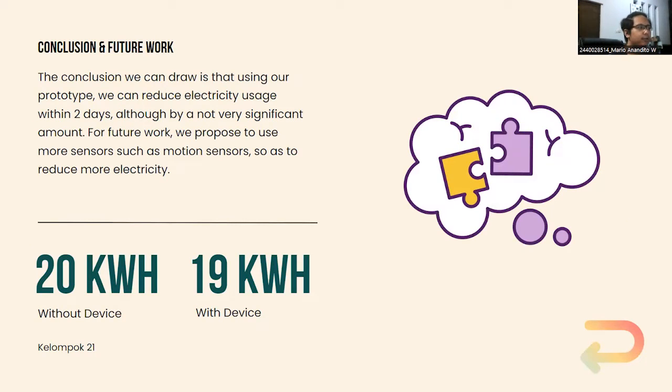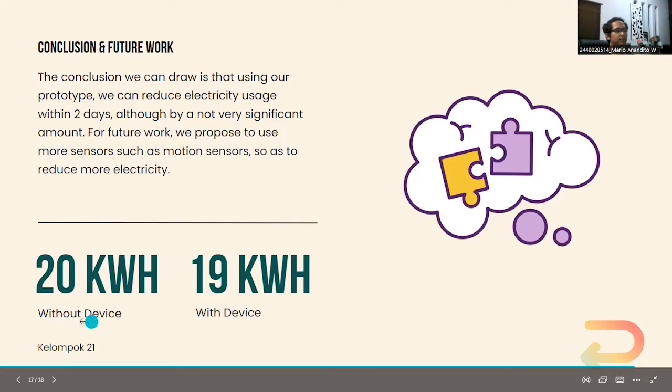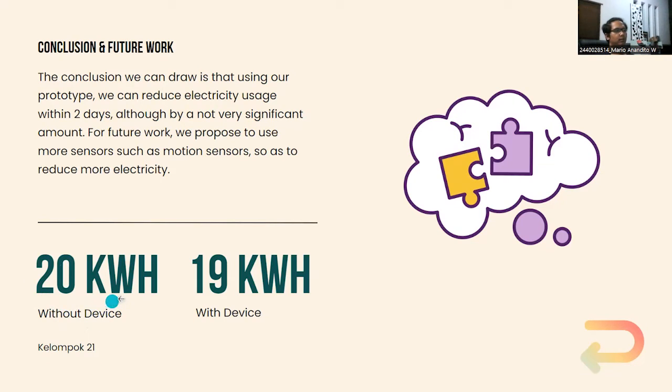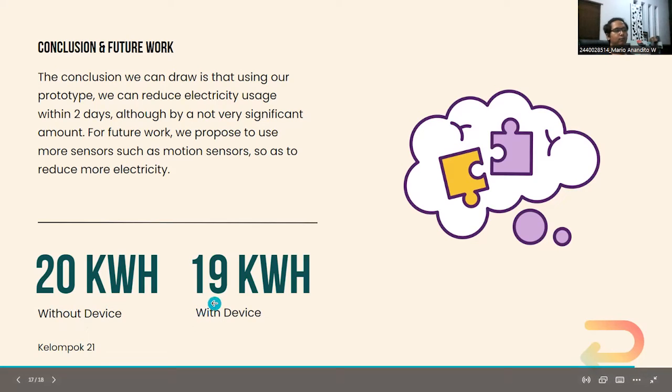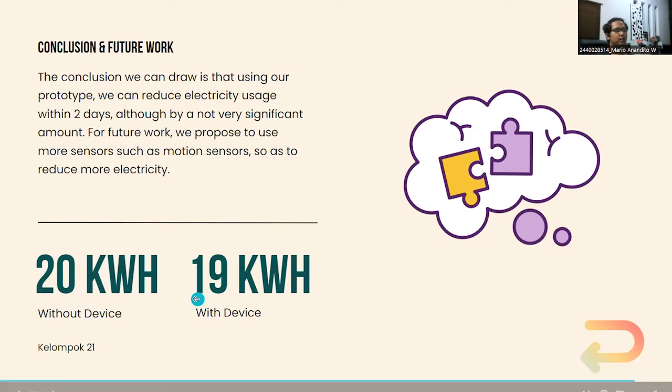For the conclusion and future work, the conclusion we can draw is that using our prototype, we can reduce the electricity usage within 2 days, although by a not very significant amount. For future work, we propose to use more sensors such as motion sensors so as to reduce electricity further. And here we can see the result. Without the device, the total usage is 20 kilowatt hours, and with our device it is 19 kilowatt hours.